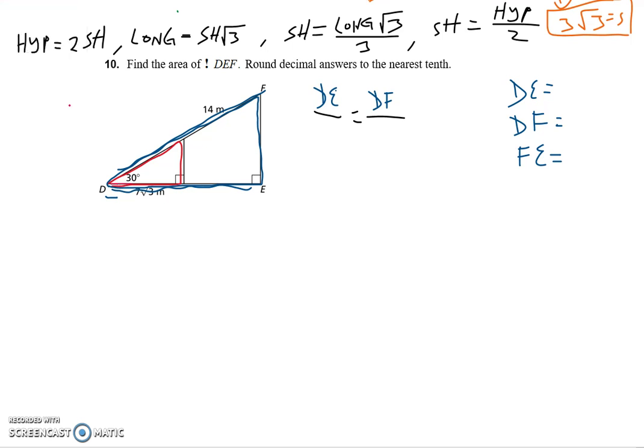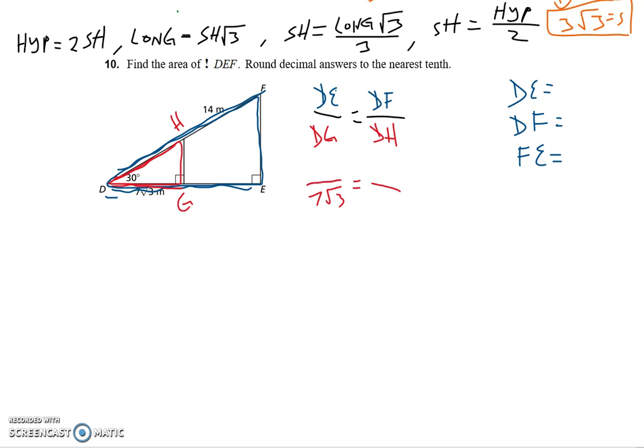This side down here, let's call this, there's not really a label here, let's make that G and H. So DE is on the same side as DG, and then DF is on the same side as DH. So we know that DG is 7 square roots of 3. We don't know what DH is, and we don't know what DE is, and we don't know what DF is. So this is what we have so far.